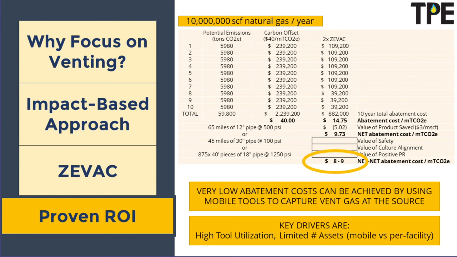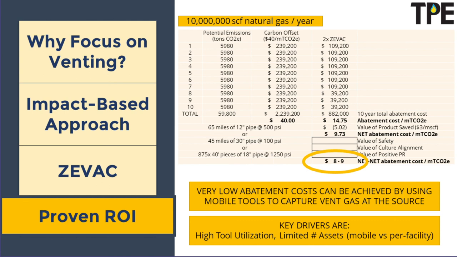If I outfit that same crew with a ZEVAC machine, I'm going to carry the upfront cost of the equipment for the first 7 years, and after that, it's just the O&M cost. And I'm already ahead. It's cheaper to abate my methane by using this equipment than it is to do carbon offsets. Plus, I keep the product. So I'm keeping $5 a ton of CO2e at that $40 rate. I'm keeping that product. That's not assigning any value to safety, public relations, cultural alignment, the corporate benefits. And so in this scenario, you're looking at an abatement cost of $25 to $30.